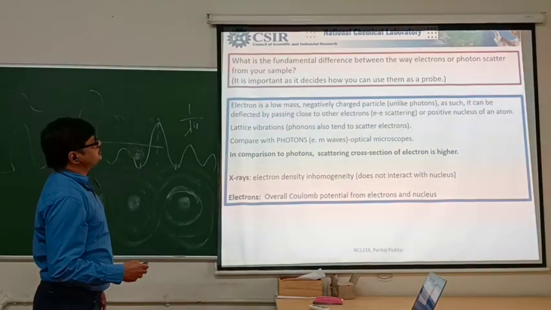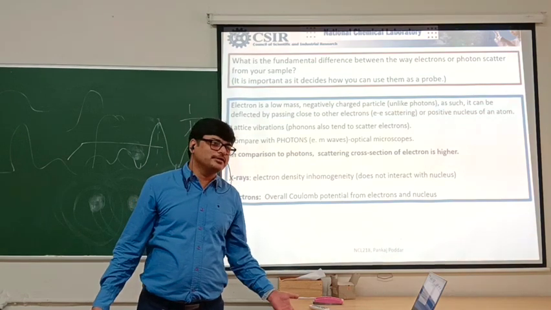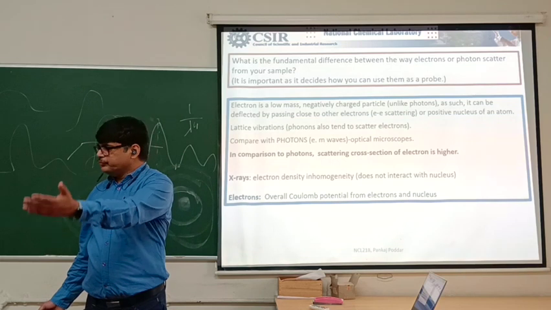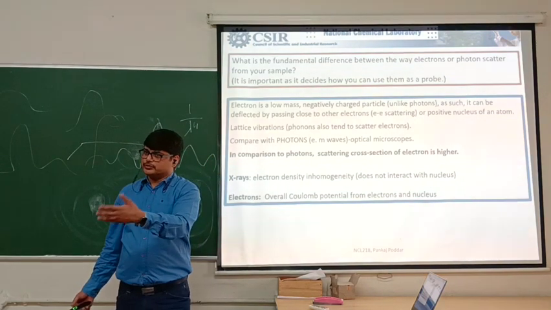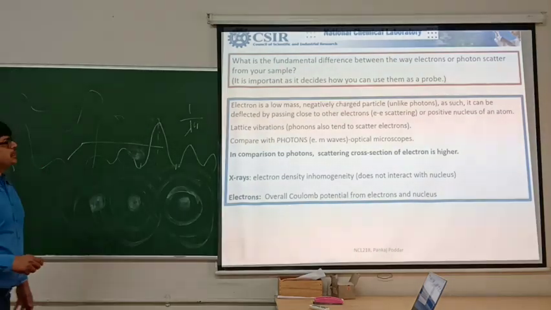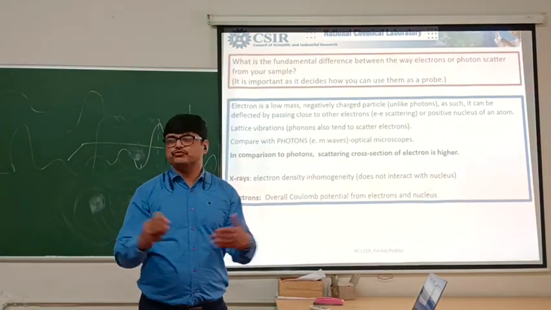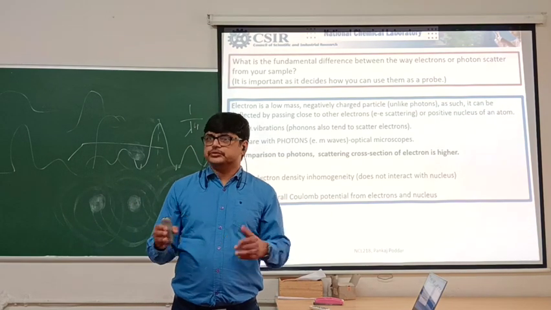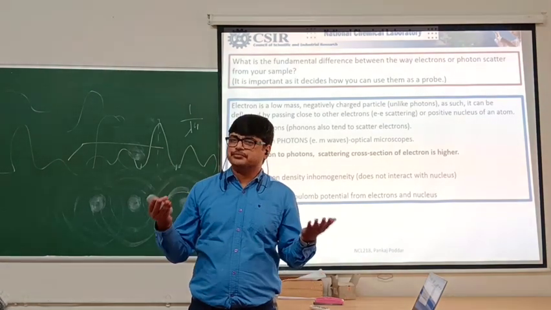So what is the fundamental difference between the way electrons or photons scatter? I just explained. Okay, that's the next slide. So photons scatter, like your UV-visible, Raman, and FTIR, where you are dealing with photons all the time, right? An electron is a low-mass negatively charged particle. As such, it can be deflected by passing close to the electron cloud and the positive nucleus. That is vibrations. Phonons also tend to scatter electrons, right? I told you that atoms are not stationary, they are moving. So there will also be a role of electron scattering by phonons. If you heat up the sample, there will be more scattering.